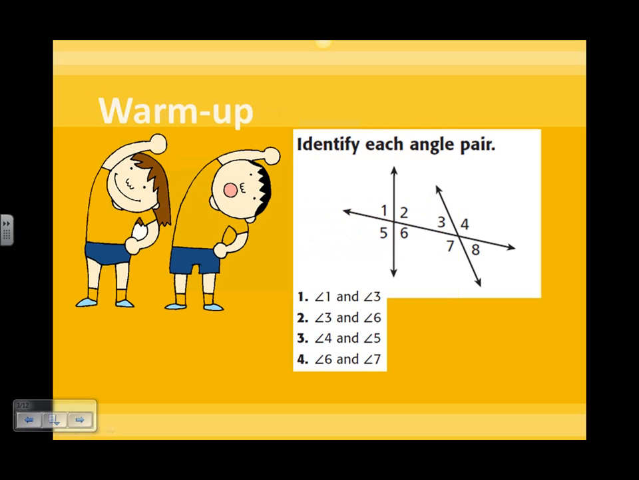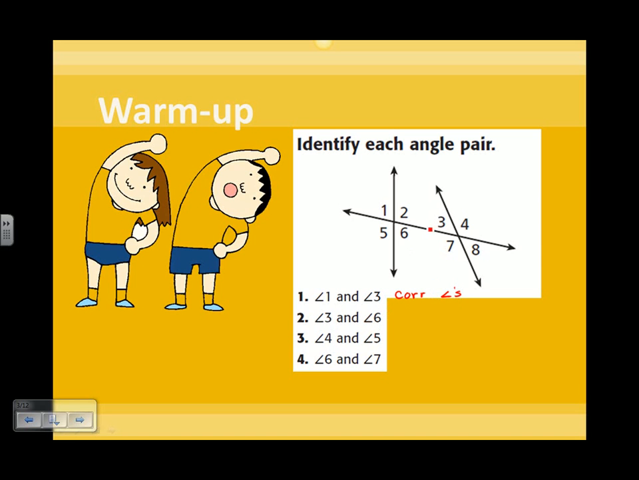So first of all, we're just going to warm up by identifying each of the different angle pairs that we learned in section 3.1. So angles 1 and 3, if we look at them here in their positioning, we can tell that they are corresponding angles.